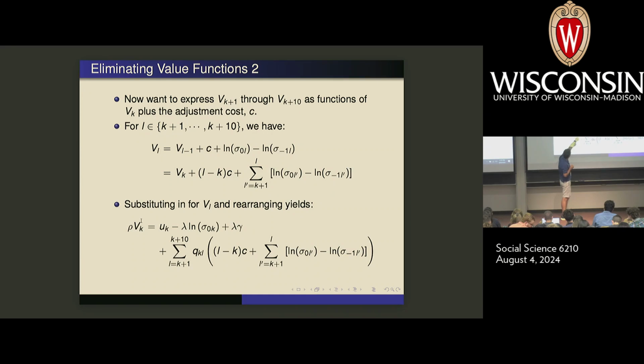I can link it all the way back to VK, just keep going back. Once I have an expression with V9, I can link V9 to V8, V8 to V7, all the way down to whatever the state is that I want. So for any of those states L, from K plus 1 to K plus 10, I end up with the value of the state that I want, which is VK. If I can frame it in terms of VK, I'm set, because then I can take it to the other side. VK plus how many times do I have to make that decreasing the state? That's L minus K times C. And then the difference in the log probabilities.